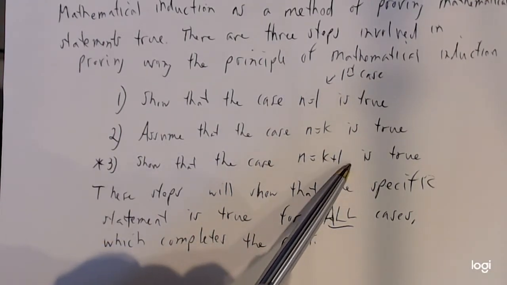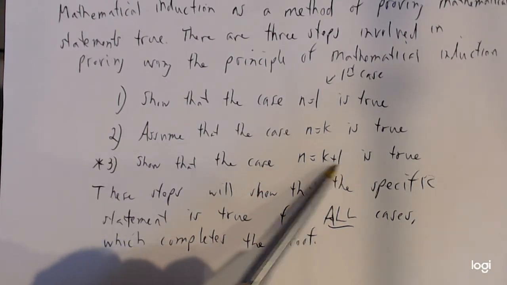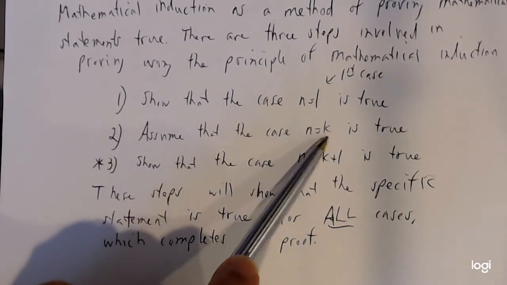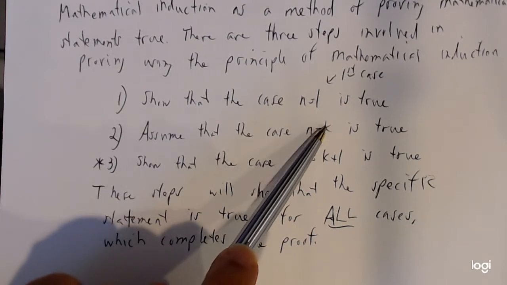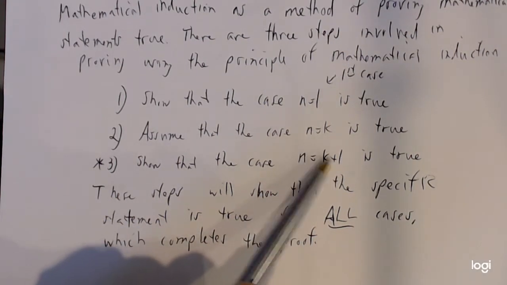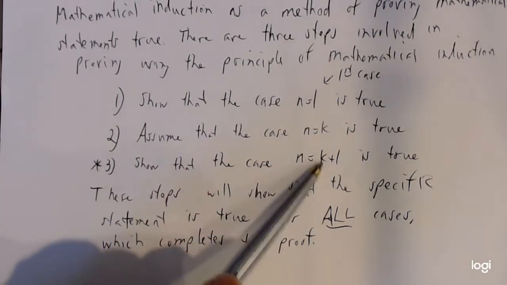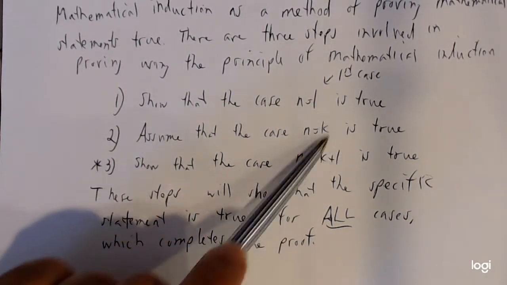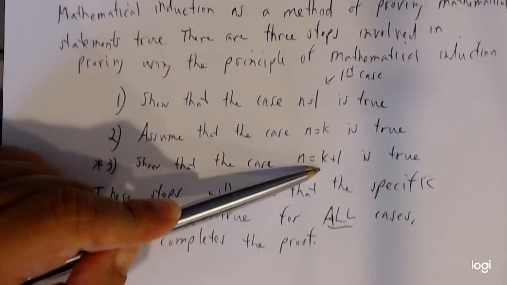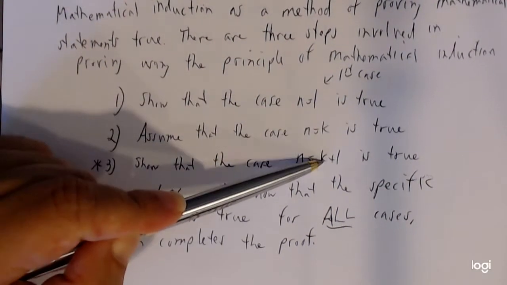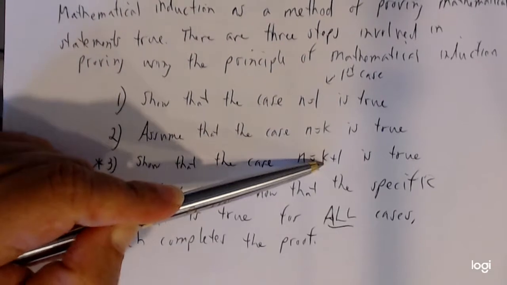And if the second case is true, we start this infinite loop. Then we can make k into 2, and if 2 is true, then k plus 1, which would be 2 plus 1, the third case, would be true. You could see that this becomes an infinite cycle. We just keep going over and over. If the first case is true, the second is true. If the second is true, the third is true. If the third is true, the fourth is true, and so on.